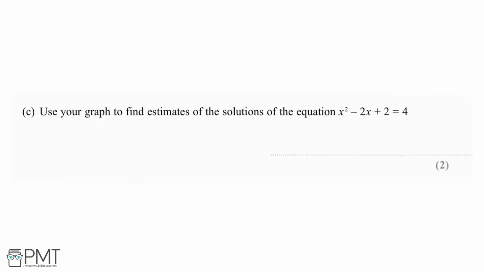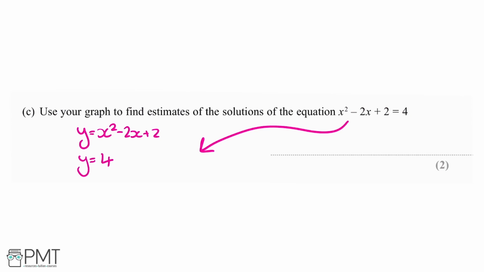And the final part says, use your graph to find estimates to the solutions of the equation x squared minus 2x plus 2 equals 4. Okay, so from this, we can split that up to say we've got y equals x squared minus 2x plus 2, and y equals 4. So our solutions, when we equate these, essentially, are x squared minus 2x plus 2 equals 4.